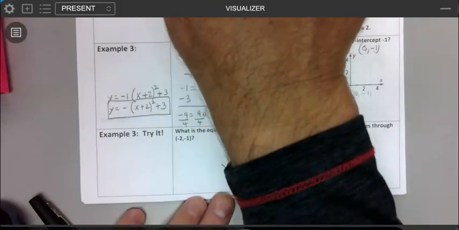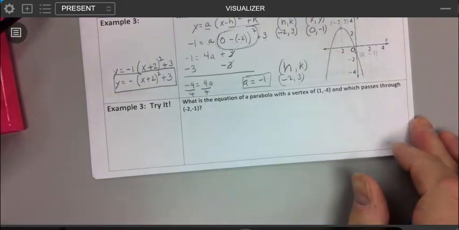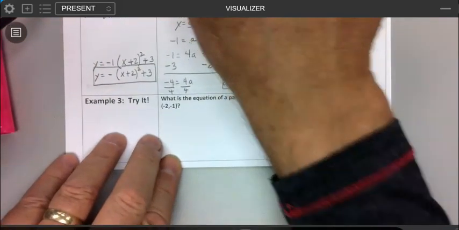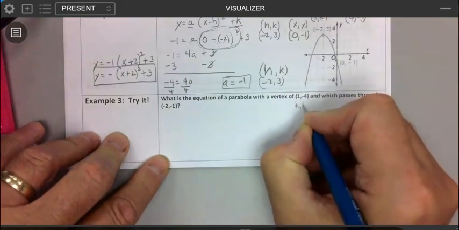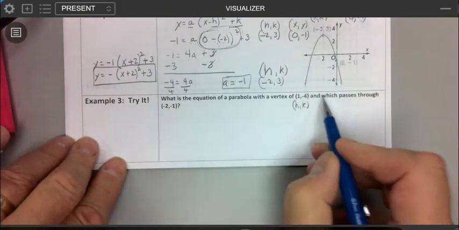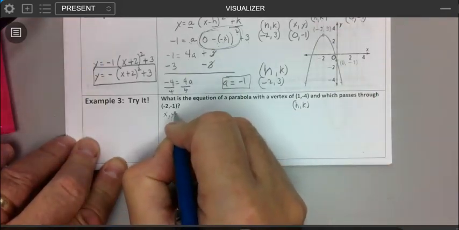The next one here. Again, it tells you the vertex is (1, -4). So I'm going to write that H and K. So it just reminds me. And then we got a point on the parabola, which is, I'm going to write it x and y.